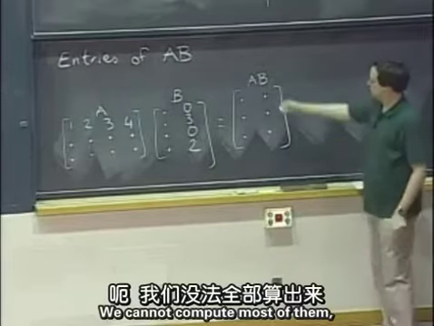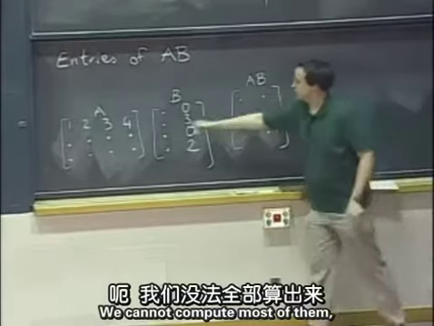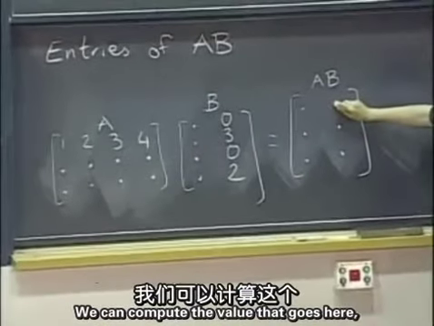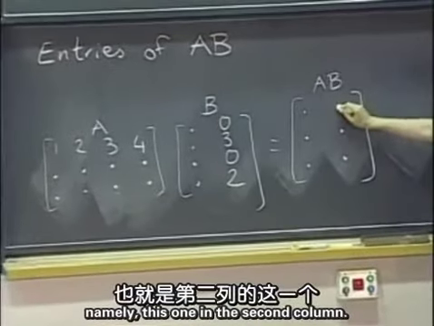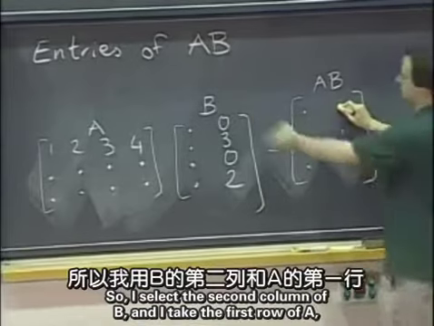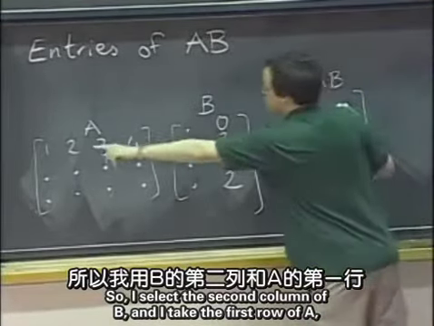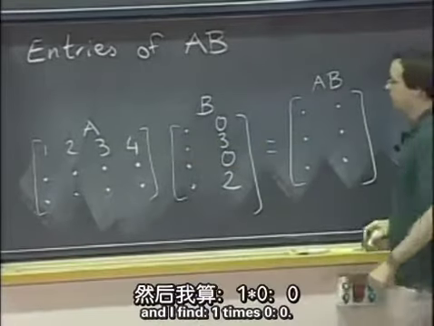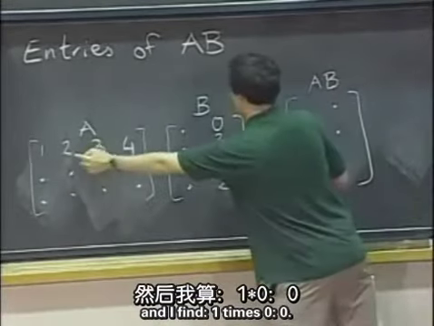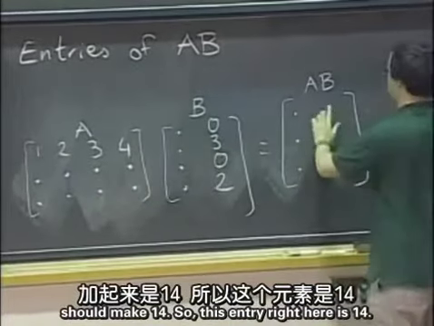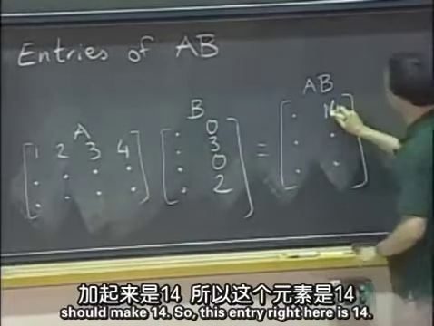We cannot compute most of them because I didn't give you numbers, but one of them we can compute. We can compute the one that goes here, namely this one, in the second column. So I select the second column of B, and I take the first row of A, and I find 1 times 0, 0, 2 times 3, 6, plus 0 plus 8 should make 14. So this entry here is 14.